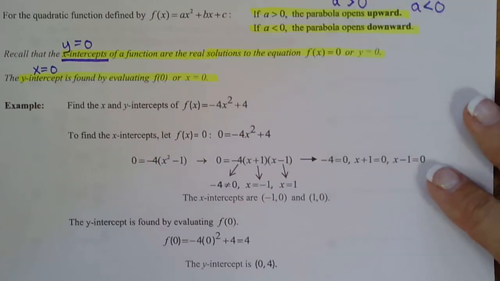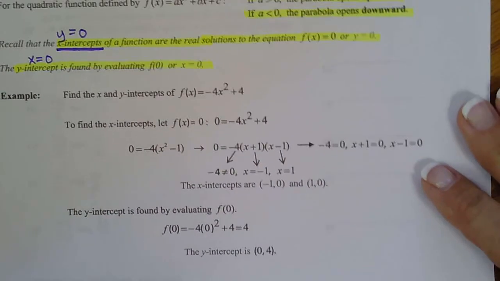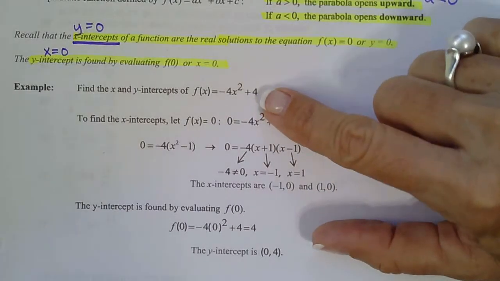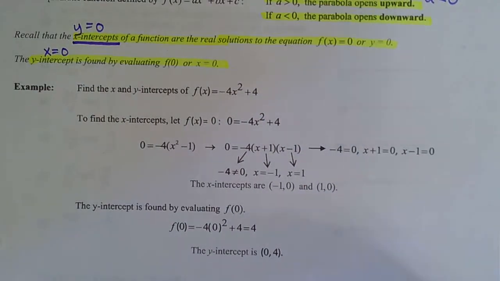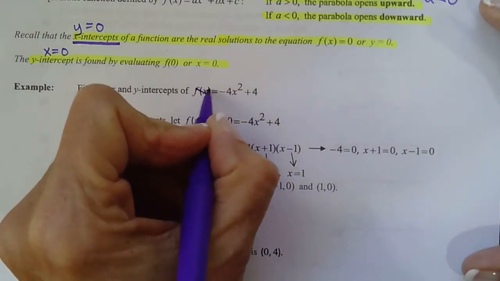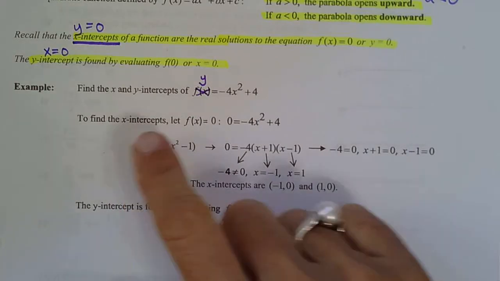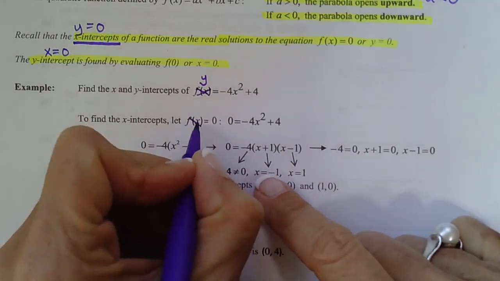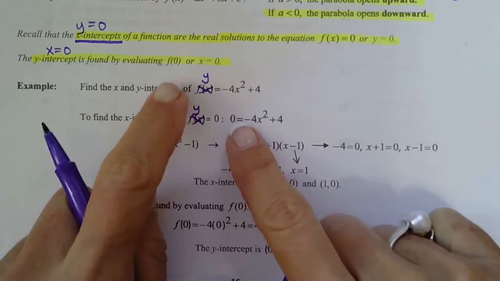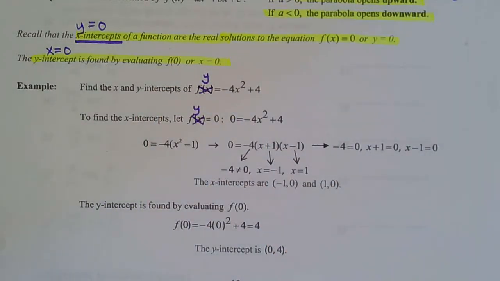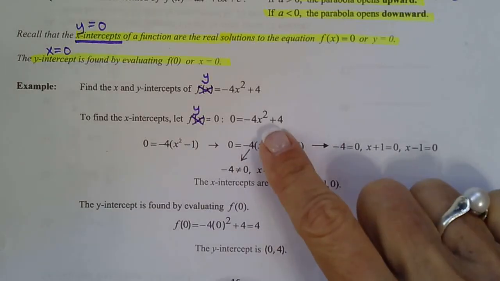So let's look at this example here. Find the x and y-intercepts of this. And remember, f of x is really just y. Don't forget that. So to find the x-intercepts, we make y 0. So we have 0 equals -4x squared plus 4. Well, isn't that just a quadratic set equal to 0? Yeah. So we go through our factoring patterns.